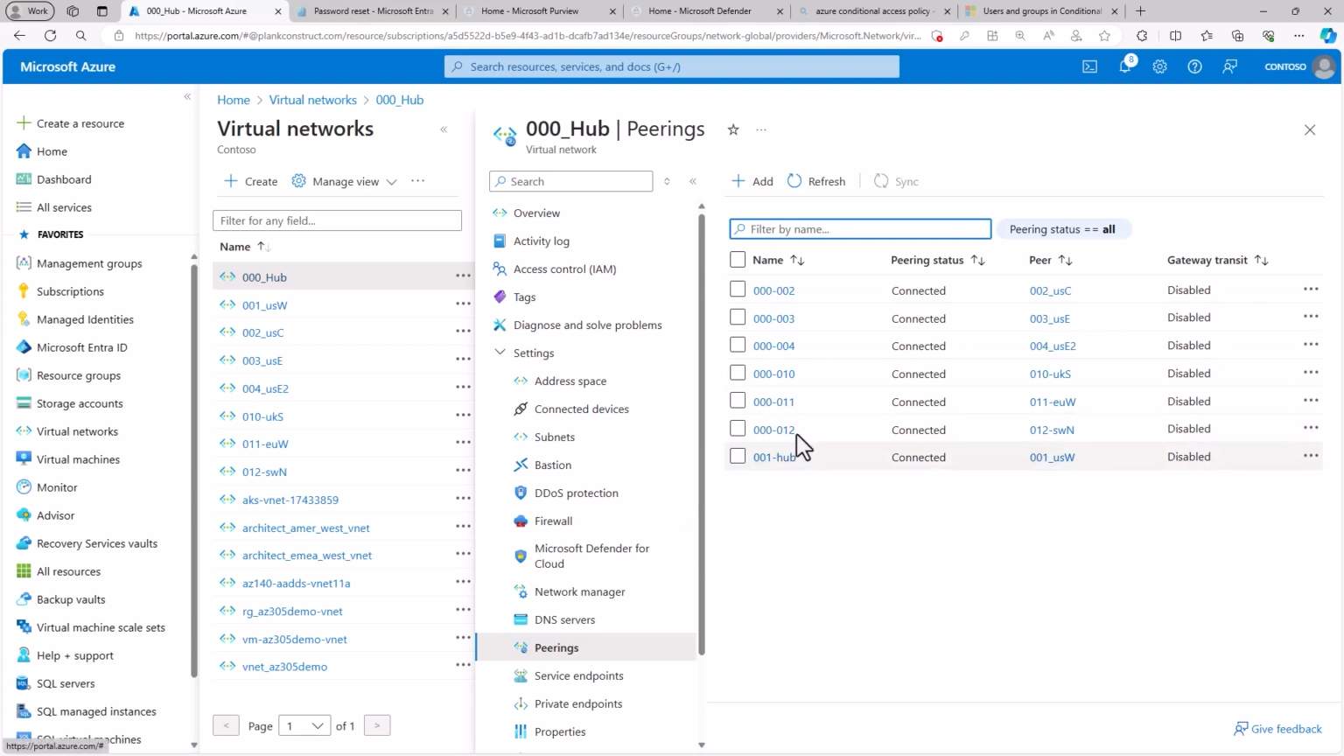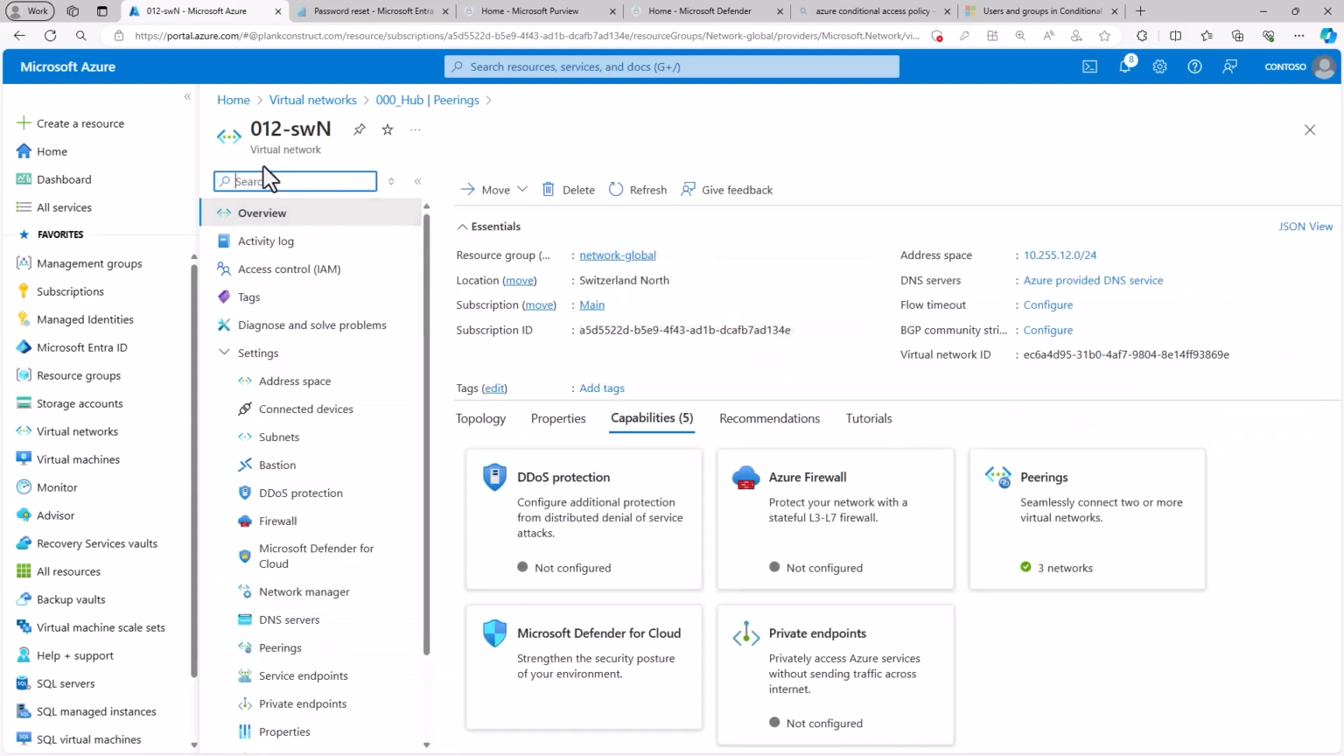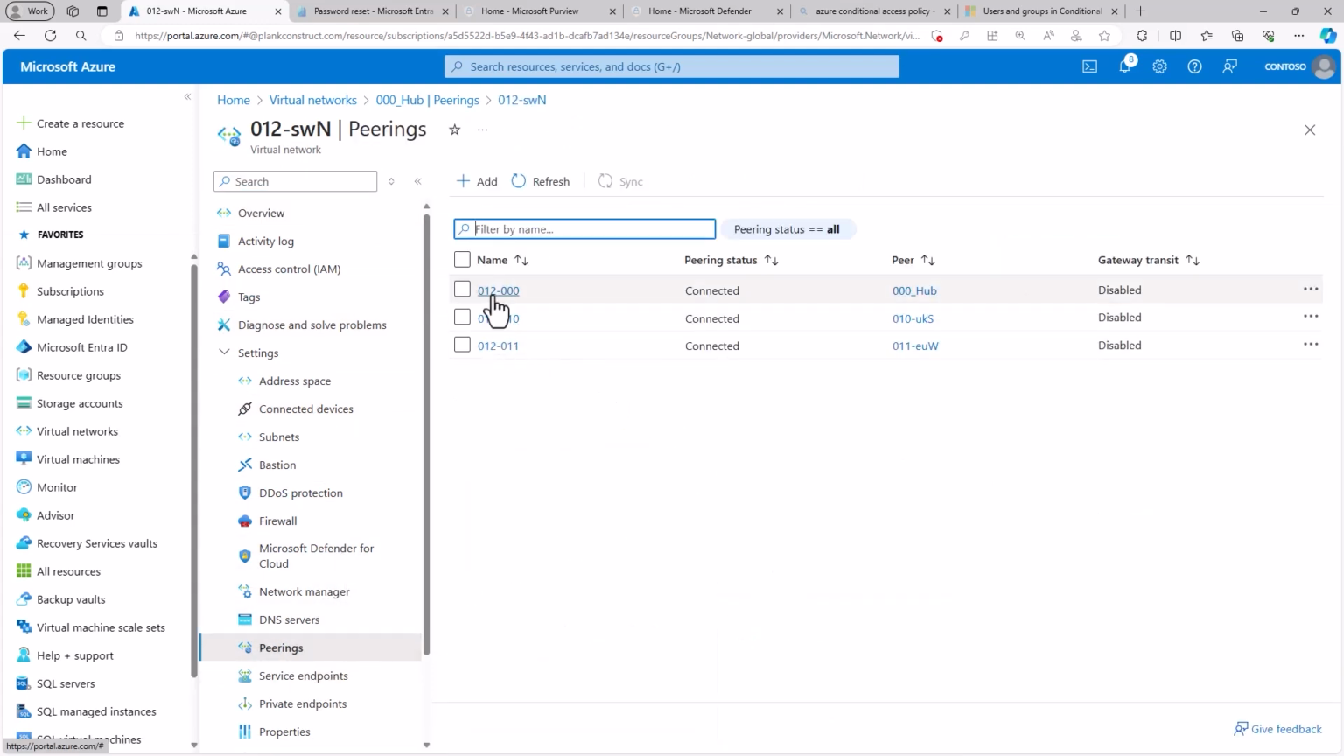And if I go to one of these other peers, you'll see that it has a peer back to this one. So let me go to one of these subnets. I'm just going to click on it. And you can now see that I'm at the 012 virtual network. And if I look at its peers, you'll see that it comes back to 000.